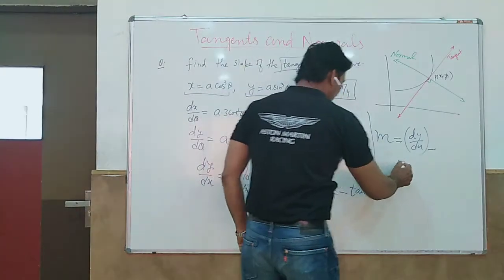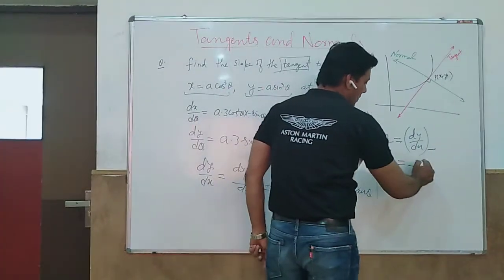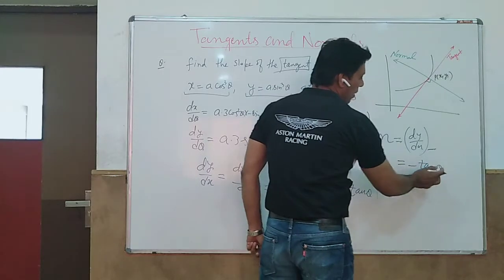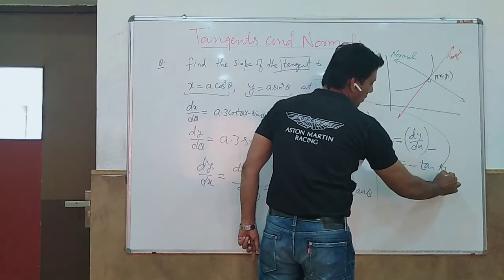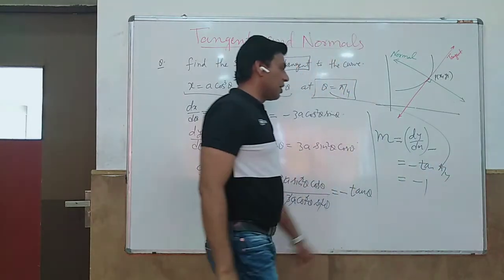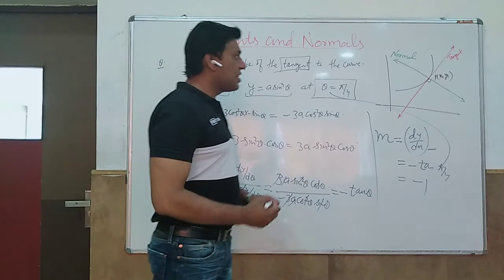So what is your dy upon dx? Minus tan theta. But in place of theta, you will have to put pi by 4, and obviously tan(pi/4) is 1. So this is the slope of the tangent.